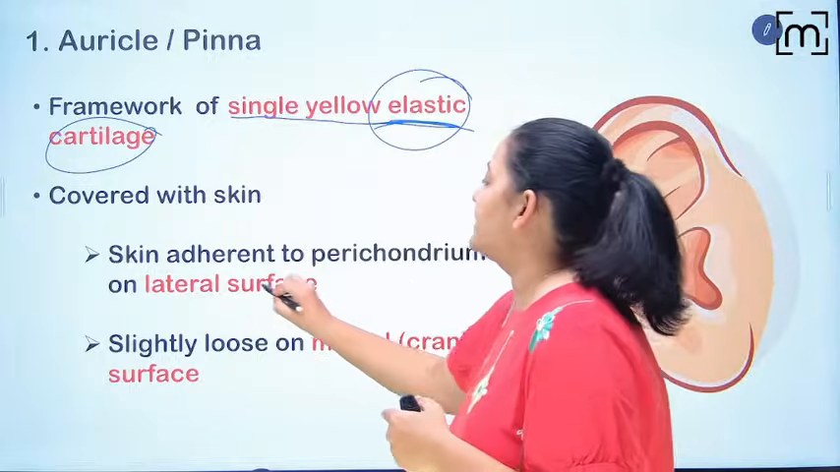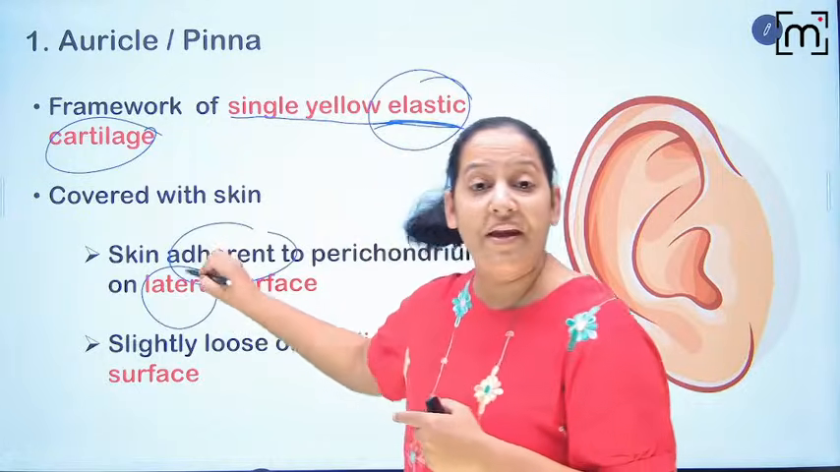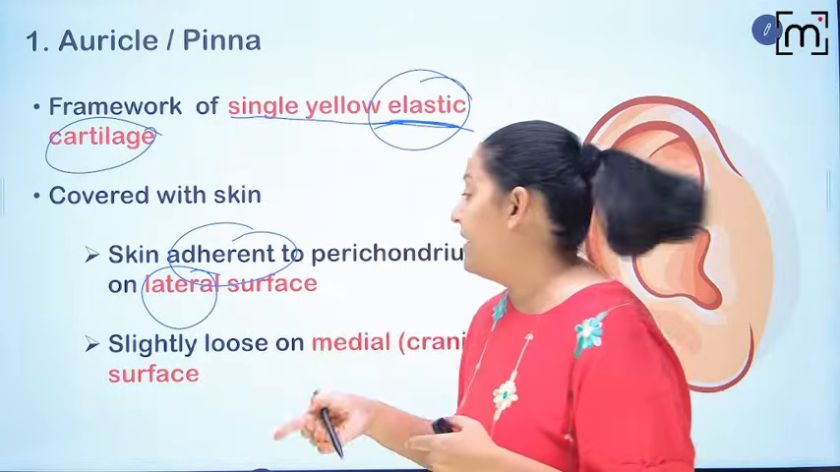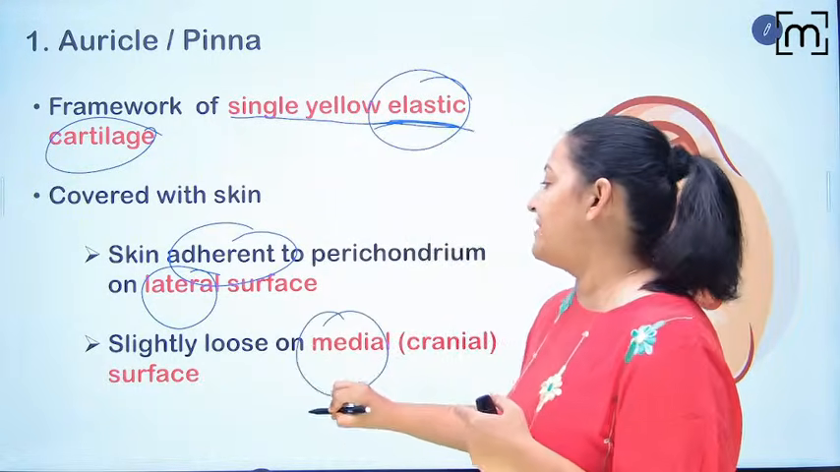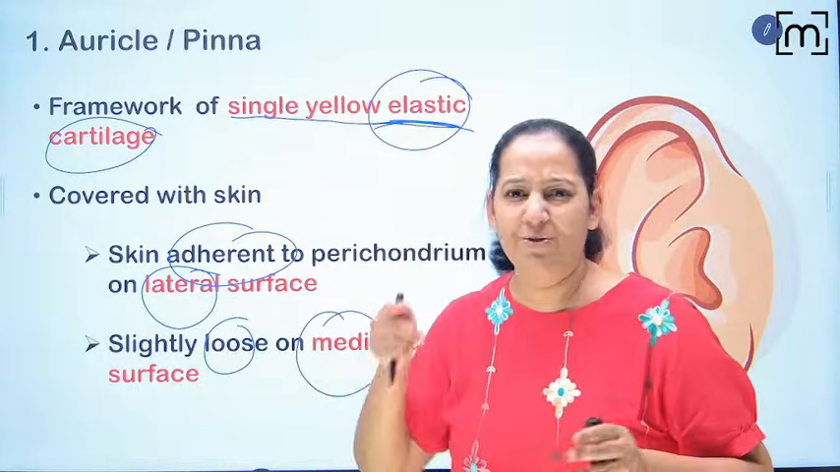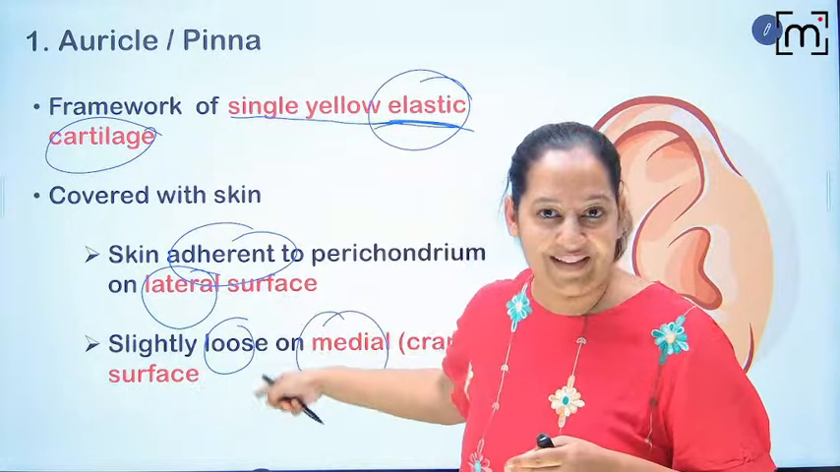So the skin present on the lateral surface is very adherent. Can you see the skin on the lateral surface? It's very tight, very adherent. But the skin present on the medial surface is loose. You can appreciate that. So no need to learn. Do it on your pinna like this and you will realize this.